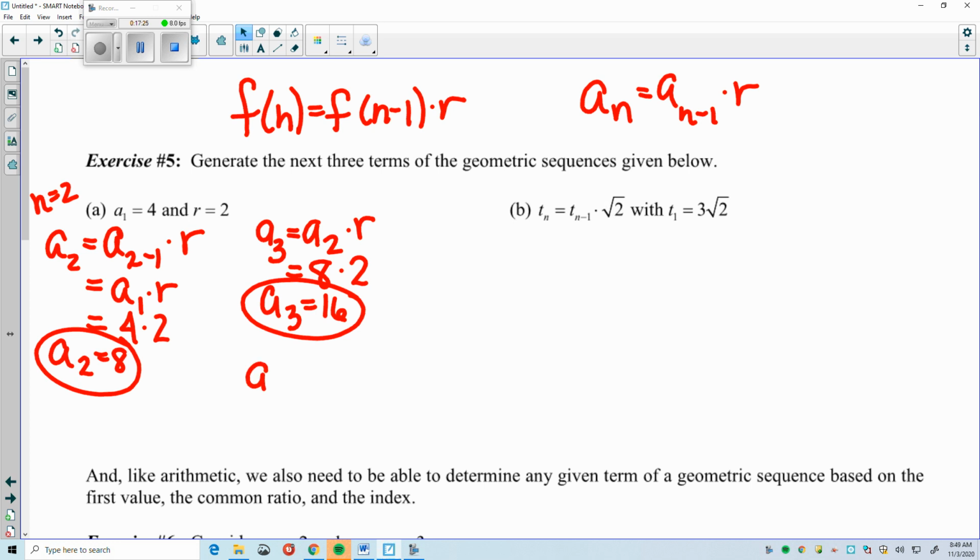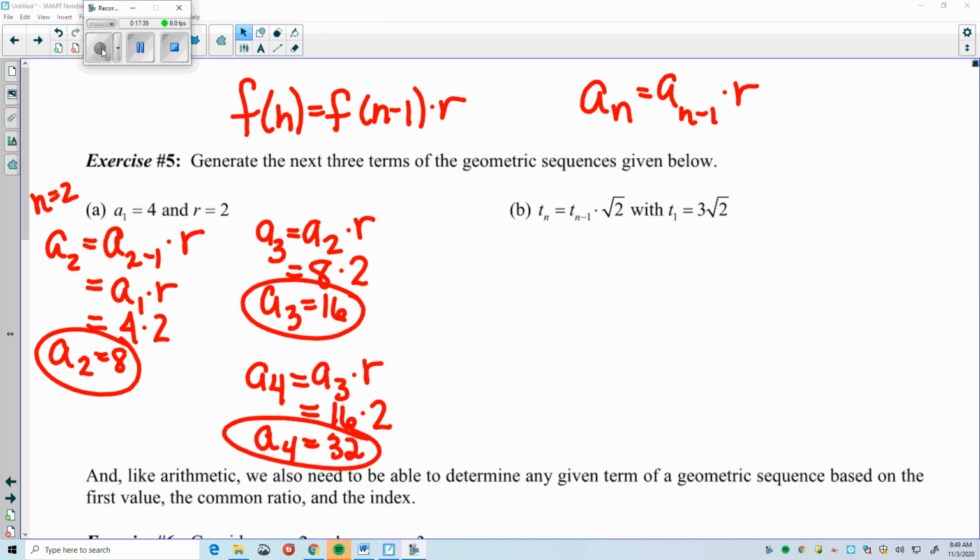And so to get t sub 4, it's the same idea. I need the term before times my ratio. So I would have 16 times my ratio of 2. So I get t sub 4 to be 32. And it's the same with this one. It just looks a little ugly because we have a square root. Works the same way.